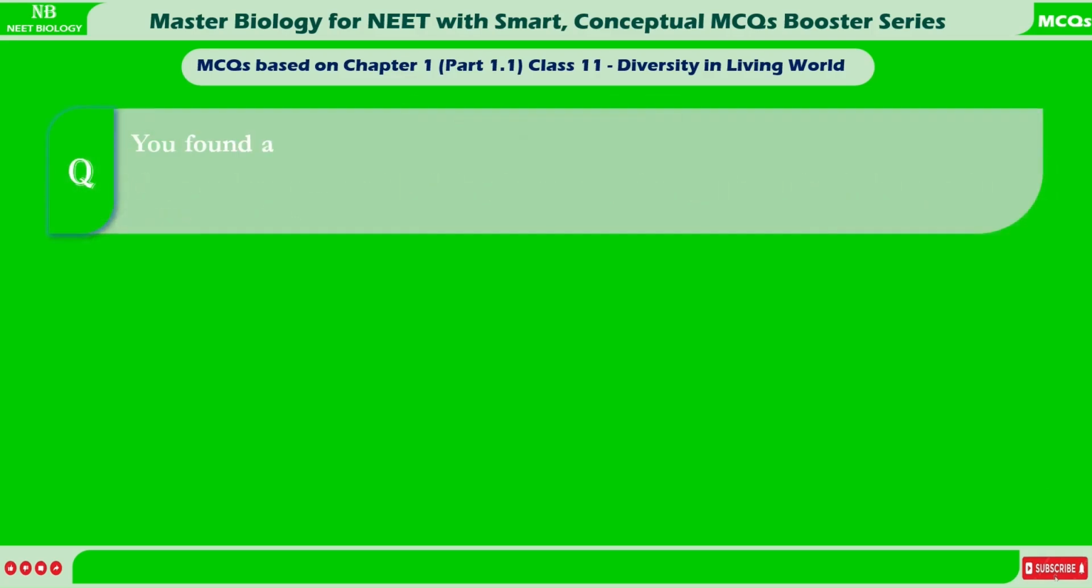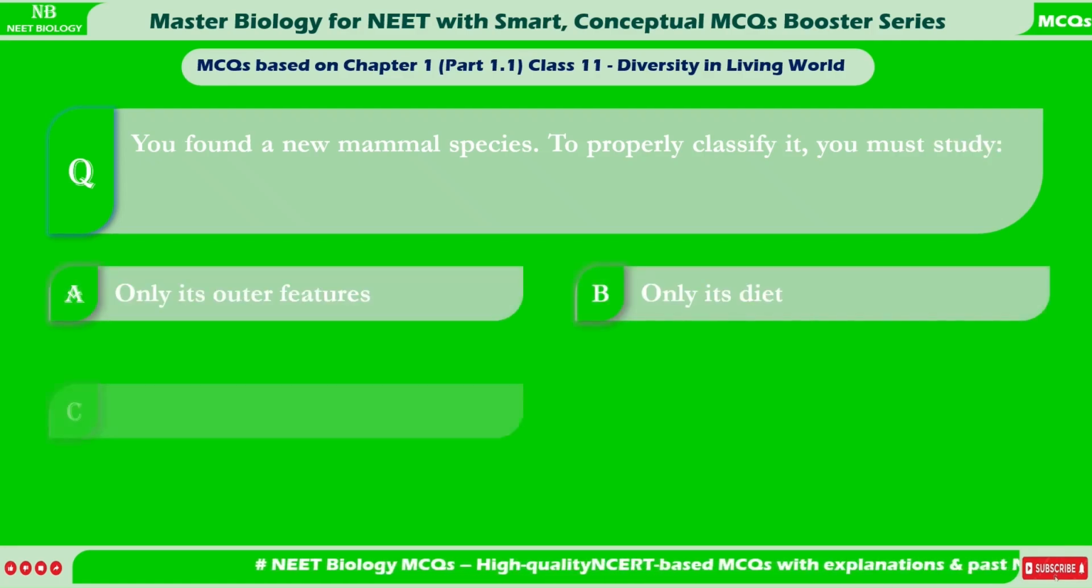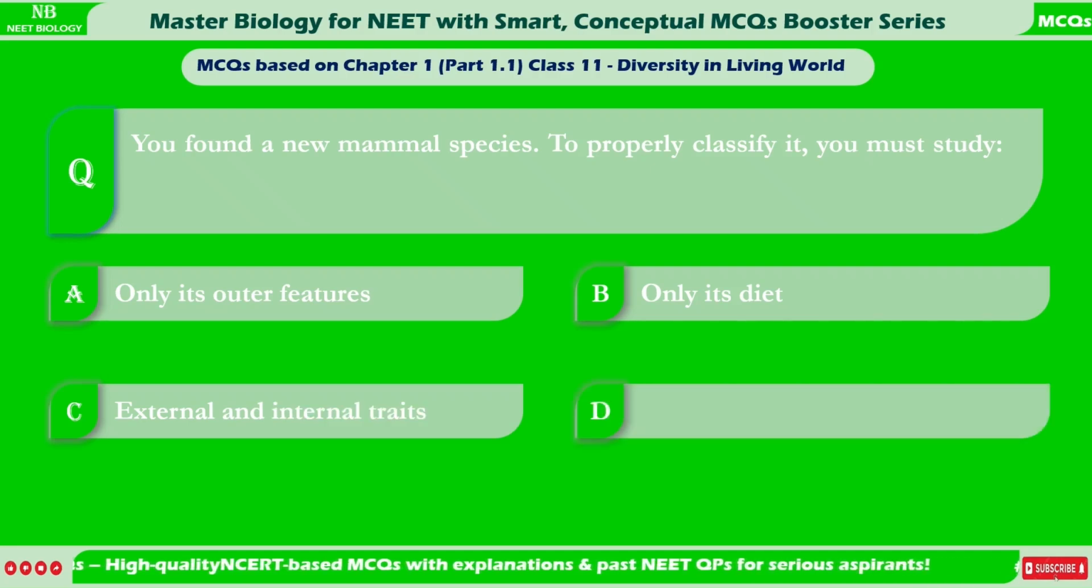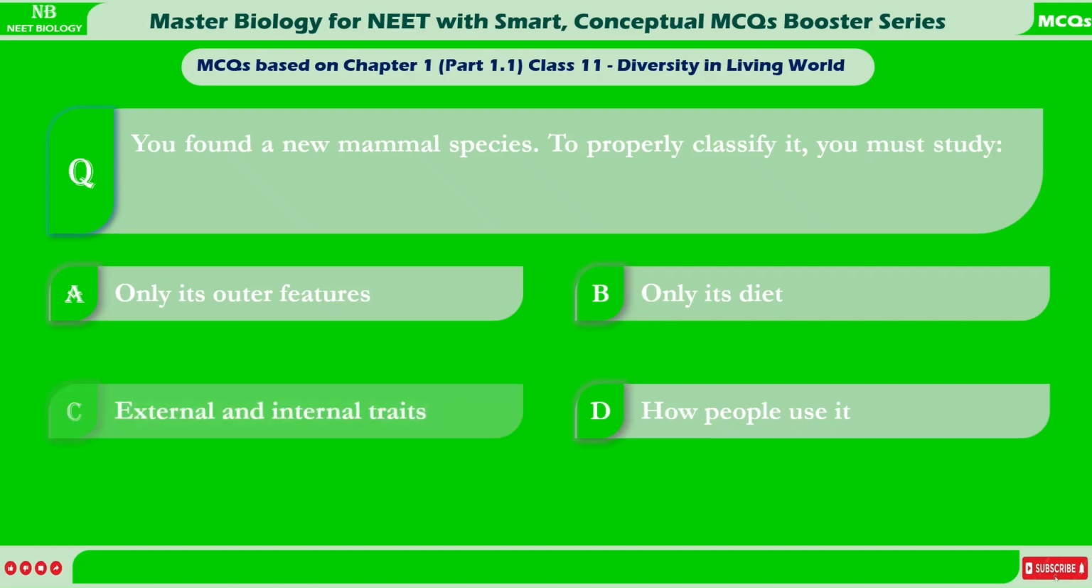You found a new mammal species. To properly classify it, you must study: A. Only its outer features. B. Only its diet. C. External and internal traits. D. How people use it. Correct answer is C. External and internal traits.